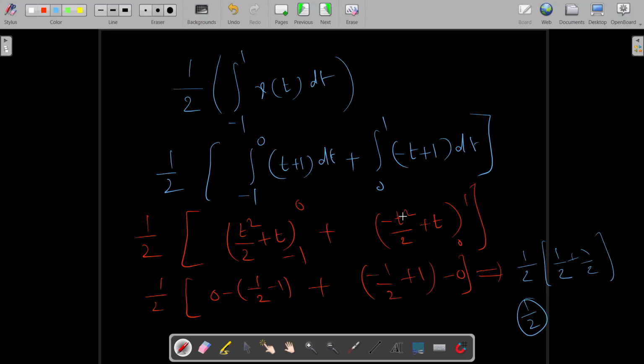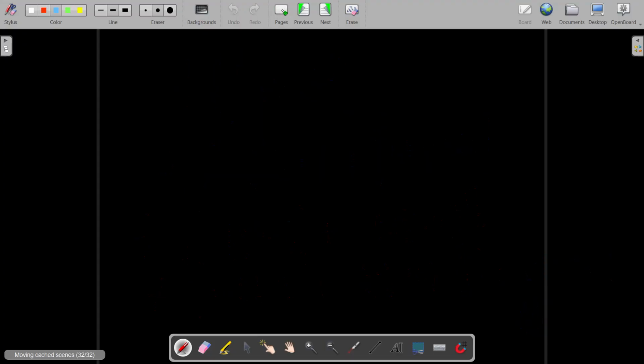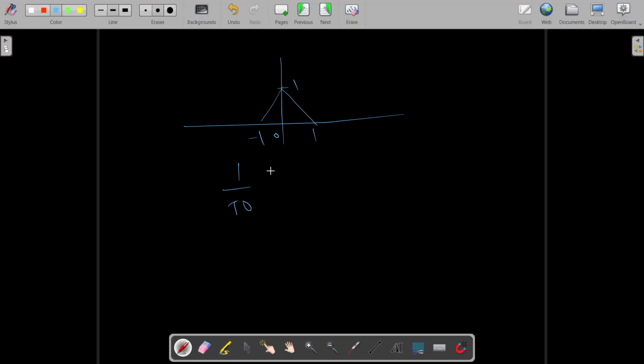Now let us solve the same problem using the shortcut method. So this is -1, this is 0, this is 1, and the peak is 1. So what is the shortcut? This is 1 by t naught times the area under one time period. What is the area of this? The area is 1 by 2 times width into height. Width is 2, height is 1. So 1 by t naught, where t naught is 2, therefore this is 1 by 2. This is how we can calculate for some standard signals using the shortcut method.